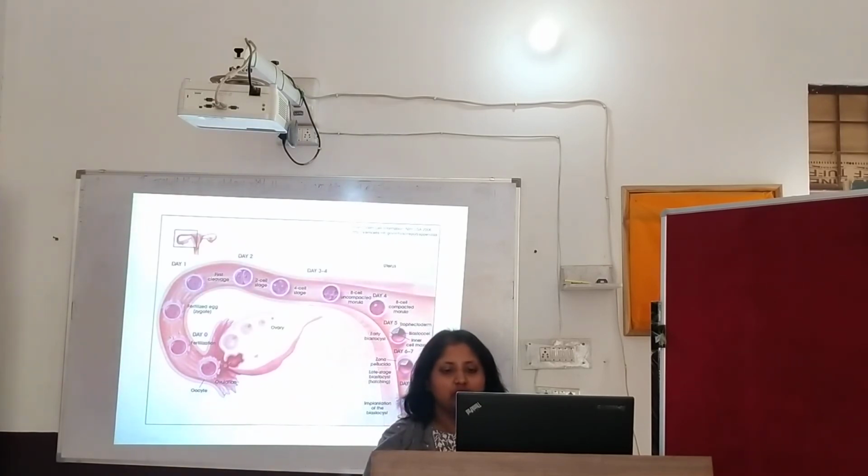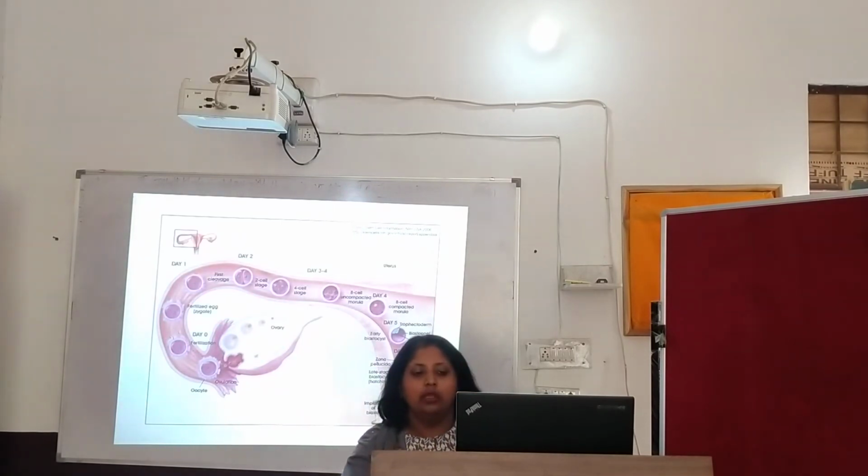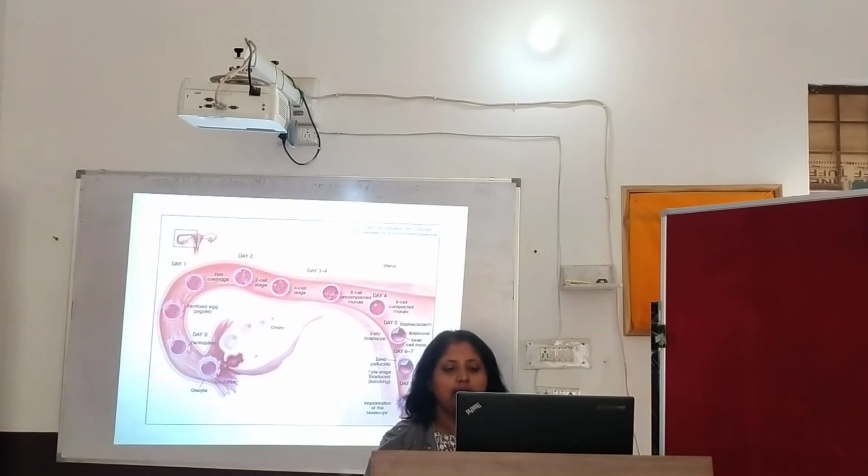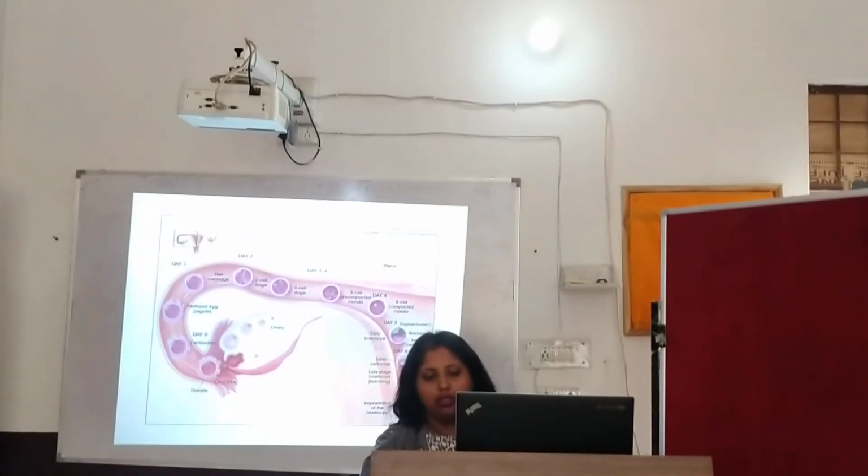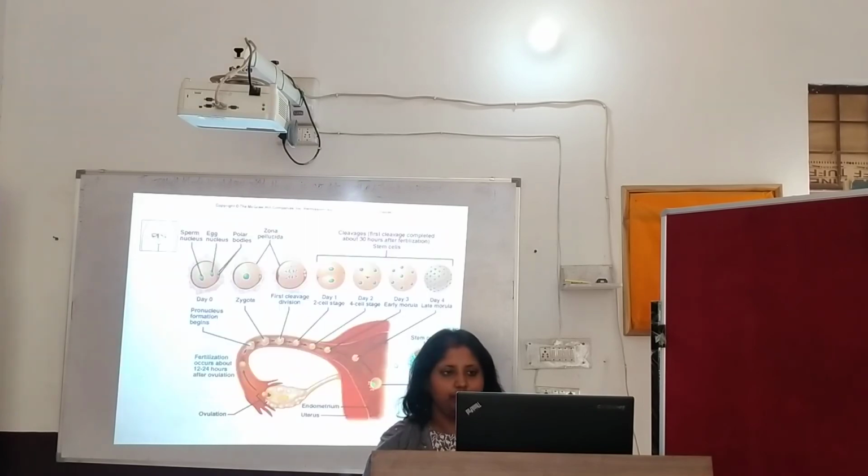trophoectoderm, the blastocoel is there, and the inner cell mass is there. On day 6 to 7, the zona pellucida is being released, and the last stage of the blastocyst is hatching. Hatching means that at the 8th or 9th day it will get embedded. See, this is a uterus. This is a part of the uterus where this blastocyst has been embedded.